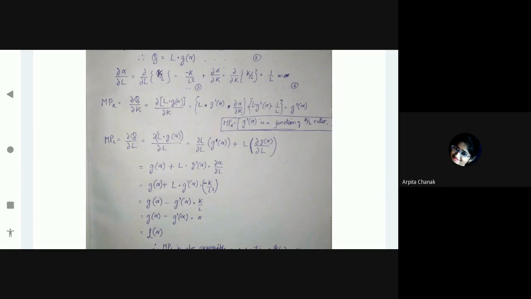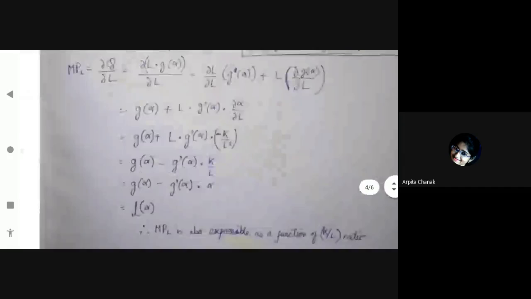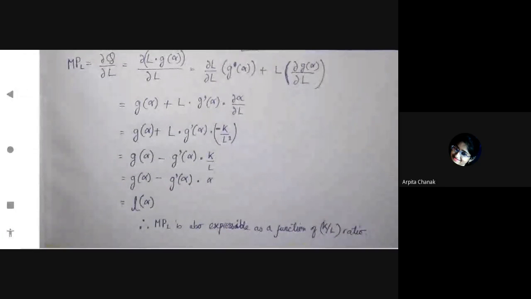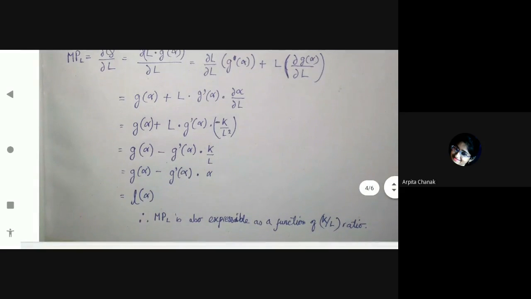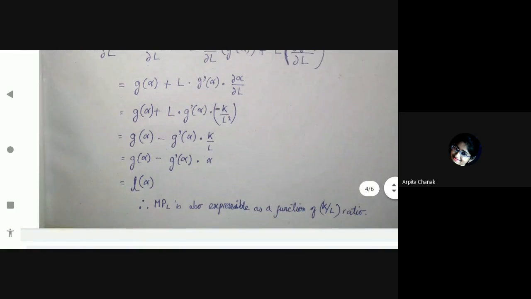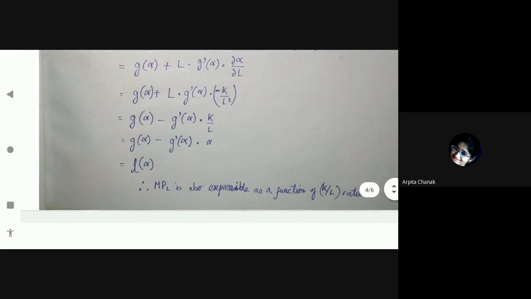আমরা আগের স্টেপে সলভ করেছি যে dα/dL ইকুয়ালস টু -K/L², ওটা এখানে লিখলাম। এবার L টা তো ওপরে আছে, g'(α) এর লেফটে যে L টা আছে, এইটাকে এই যে -K/L² দিয়ে মাল্টিপ্লাই যদি করি, আমরা পাচ্ছি -K/L, L স্কোয়ারের স্কোয়ারটা কেটে যাচ্ছে। তাহলে হয়ে গেল g(α) মাইনাস g'(α) ইন্টু K/L। K/L ছিল আমাদের α। তাহলে g(α) মাইনাস g'(α) ইন্টু α, সবকটা টার্মই আছে α এর টার্মসে, তাই দিস ক্যান অলসো বি রিপ্রেজেন্টেড অ্যাজ আ ফাংশন say L of α. Therefore, MPL is also expressible as a function of K/L ratio.